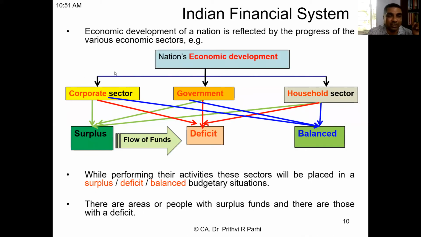Okay. Now sectors are like this. 3 sectors I'm talking about. One is business sector or corporate sector. Second is the government sector. Third one is the household sector. Now you tell me, what are the 3 sectors I told you? Corporate sector or business sector, then government sector and household sector. And all these sectors have different roles to play in the economy.